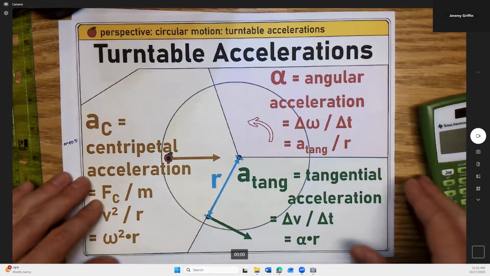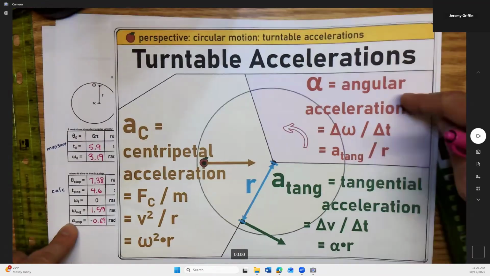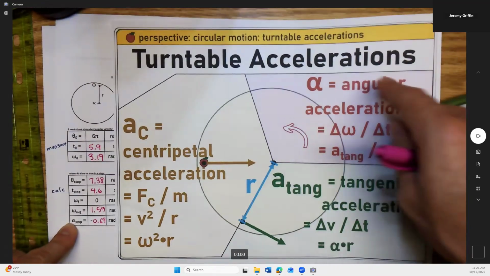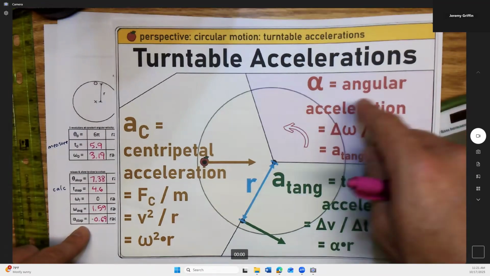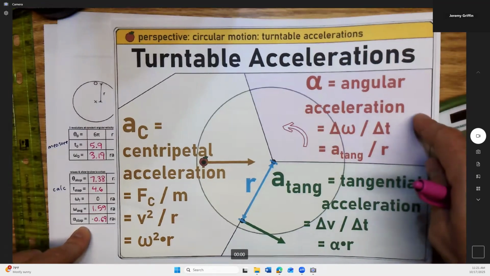Now, this alpha right here is angular acceleration. That's the rate the entire turntable can be changing its angular velocity. So in this case, it'd be slowing down at some rate. And that's in radians per second squared.